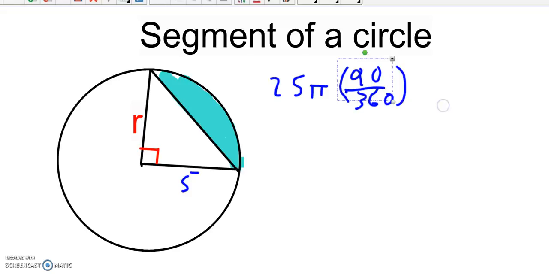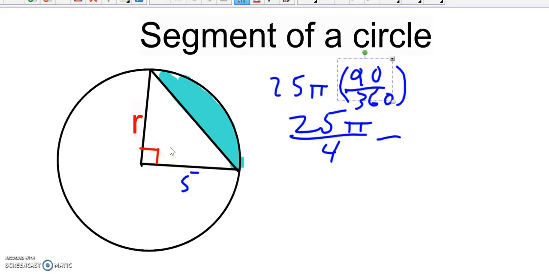So when we look at that, 25 pi times 1/4 is just going to be 25 pi over 4. This is the area of the sector, which would include this shaded section, but again, it would also include the triangle. The triangle is not supposed to be shaded here, so what I have to do with this 25 pi over 4 is subtract the area of that triangle. So I'm going to do 25 pi over 4 minus the area of the triangle.